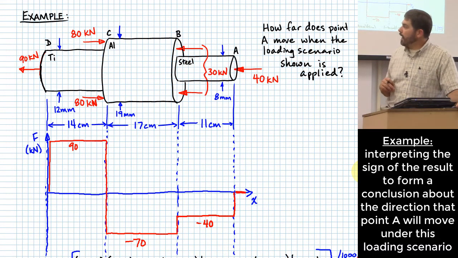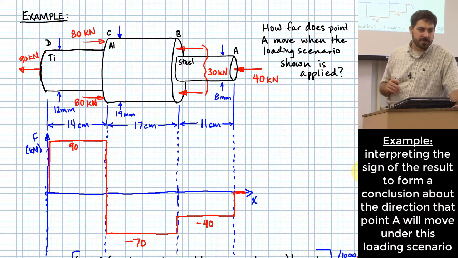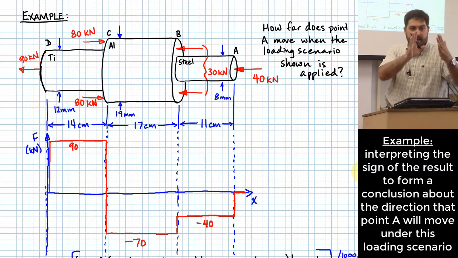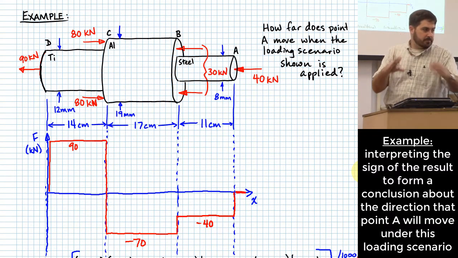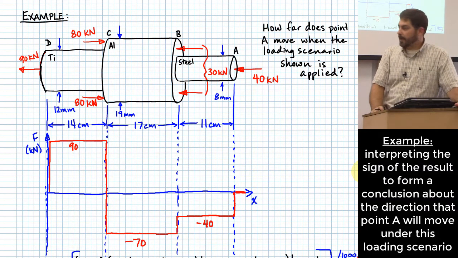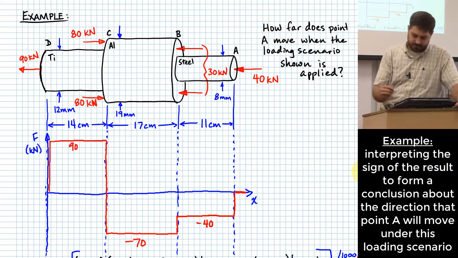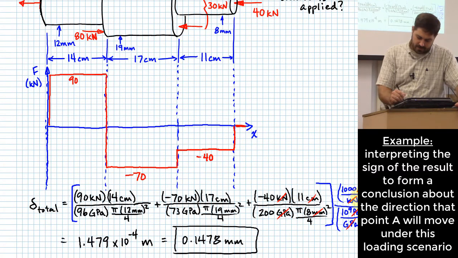It will move to the right even though segments AB and BC both carry compressive force. Okay? The reason why is that there's enough of a tensile force between C and D that it stretches that segment more than the combination of AB and BC compress. All right? Cool.